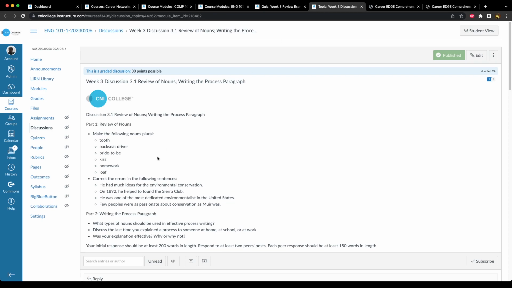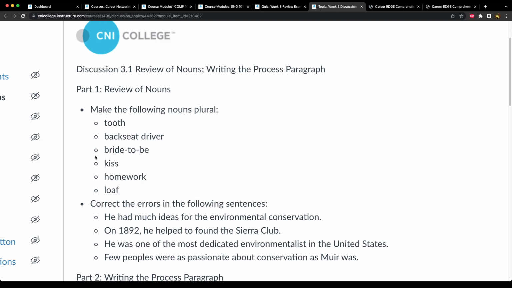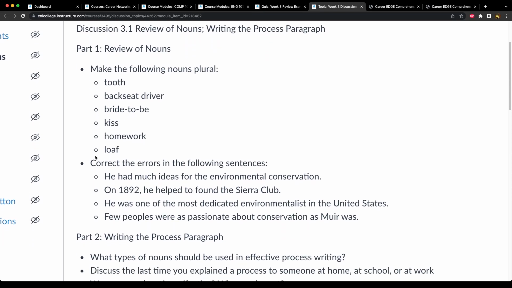So here we have 2 parts to this discussion. Okay, so your part 1 is a review of nouns. And right here, like it says, make the following nouns plural. So you're going to take all of these nouns right here and make them plural. You can write tooth, put a dash, and then write teeth, as teeth is plural to tooth, right? So you can do the same for each of them.